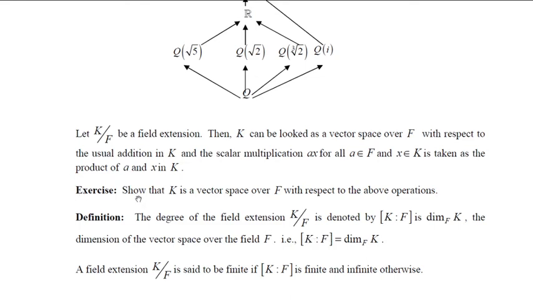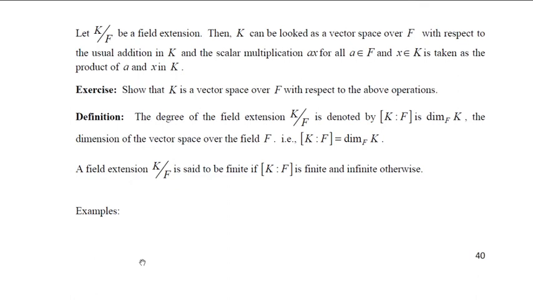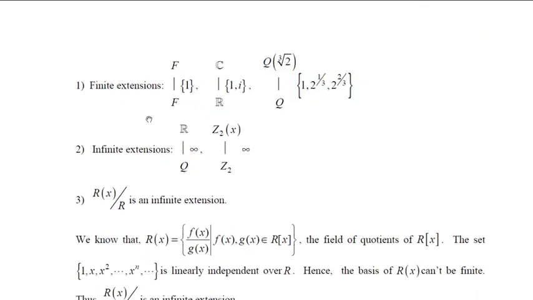And in the given exercise, you show that K is a vector space over F with respect to the above binary operations. And we knew that a field extension is finite if the degree of the field extension is finite. Otherwise, it is infinite. For example, let us see F over F.